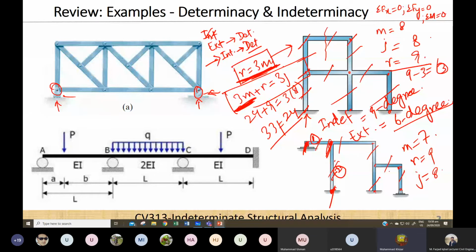Yes sir. So is it determinate or indeterminate?